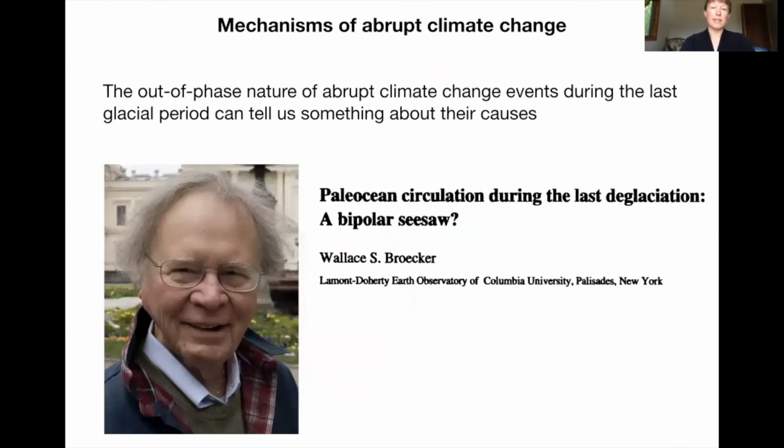And in thinking about why this happens, we actually come back to Wally Broecker. So he, in 1998, wrote this paper, Paleocean Circulation During the Last Deglaciation: A Bipolar Seesaw. And the idea is that this out-of-phase nature of abrupt climate change events during the last glacial period, including the deglaciation, can actually tell us something about their causes. And the fact that there's this lag between temperature in the north and temperature in the south tells us that there's this sort of seesaw mechanism working between the two hemispheres.